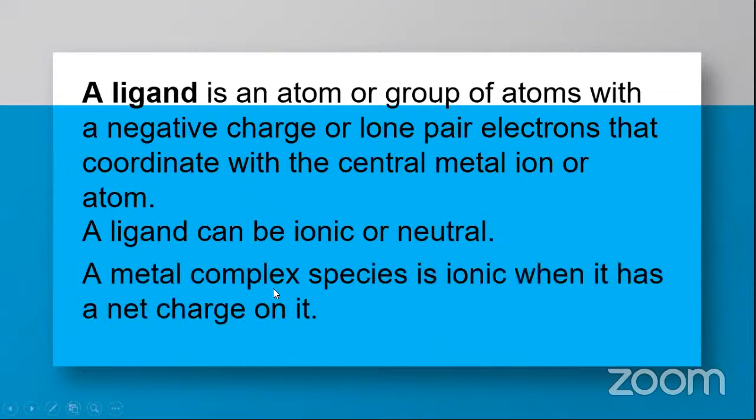Then a metal complex is ionic when it has a net charge on it. So like I said, if we have a ligand which is negatively charged, then we are likely to get a metal complex which is negatively charged. As we shall keep on exploring, a metal complex is ionic when it has a net charge on it. So when we say ionic, it means that you can have it negative or positive.